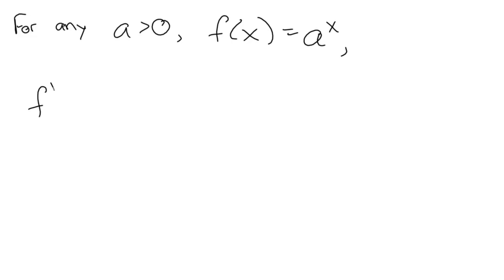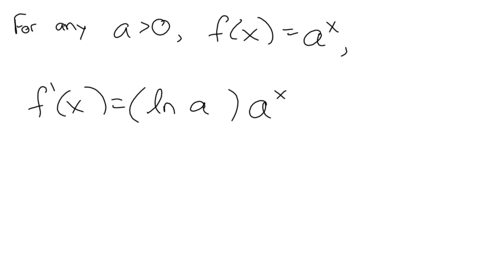So for any a greater than 0, if f of x equals a to the x, then if you want to differentiate this, it's supposed to be some constant times a to the x, right? That constant happens to be the natural log of a. Okay, so we can't prove this yet. We will prove it in a couple weeks when we know about the chain rule. But right now, you're just going to have to believe me.